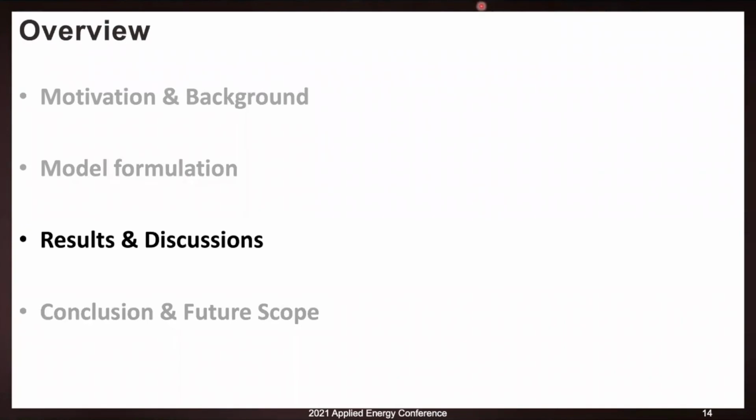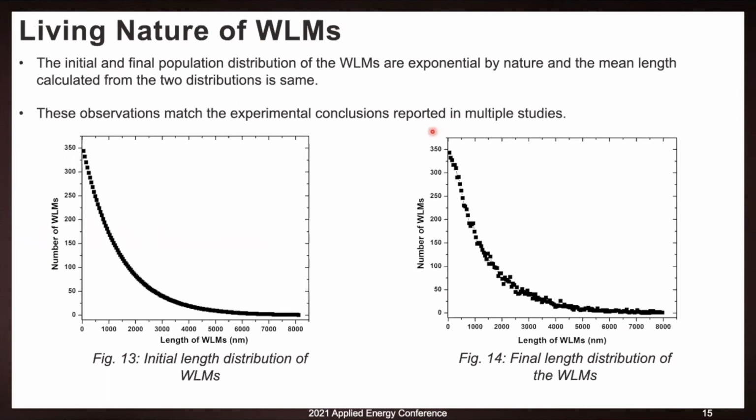Once the model is developed, it is implemented to obtain results. And so we come to the results and discussion section. First, the developed model is implemented to observe the variation in the length distribution of the WLMs. This is essential because unlike conventional polymer-based systems, WLM-based systems have an exponential length distribution. This distribution is found to be preserved throughout the process of stress relaxation from experimental studies.